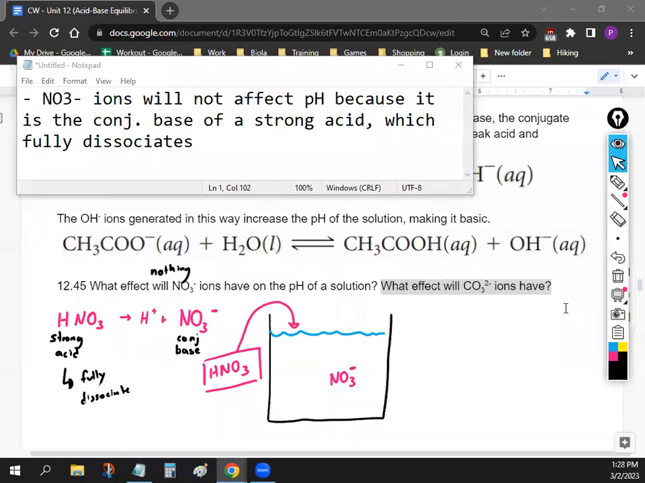Okay, guys. So let's talk about it. Some of you might not have been as detailed as I wanted, but it's okay. Let's take a look at it. So first of all, will CO3 2- ions affect pH? Yes. Okay, no Spanish.